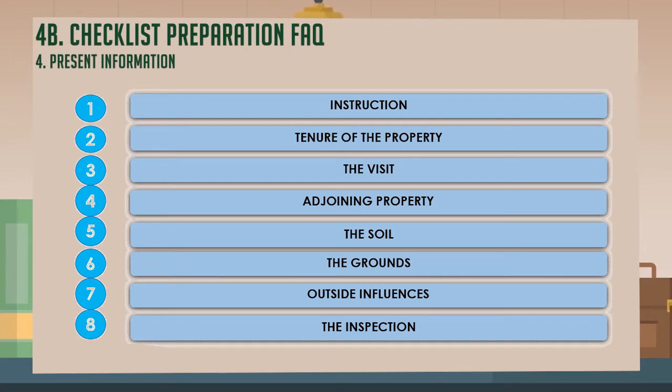That's for instruction. Number 2 is tenure of the property. As a building surveyor, you have to confirm the status of the property. Is it a leasehold or freehold property? Then, you also have to confirm whether you can access the whole property. The third FAQ is the visit. A building surveyor has to ensure that any equipment to be used is in good order and calibrated.